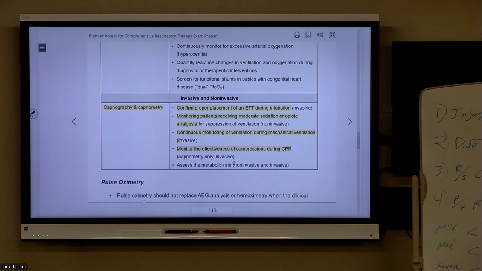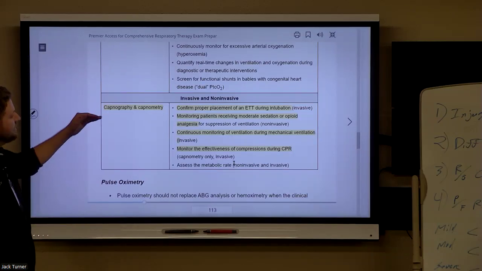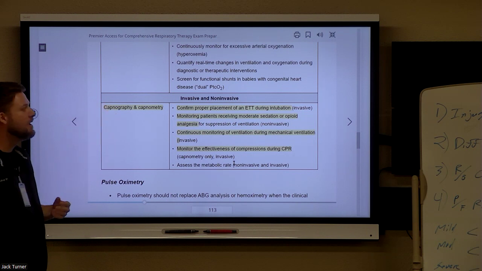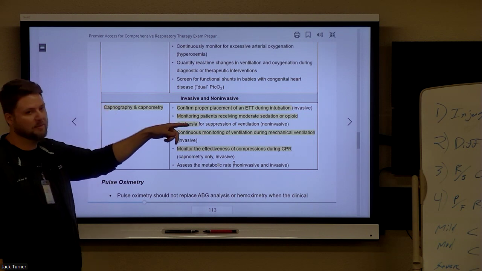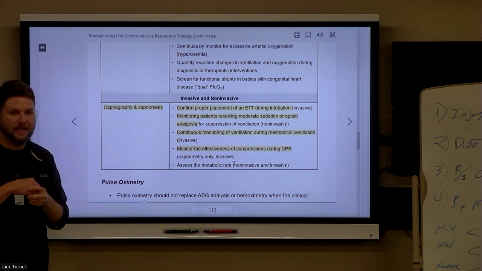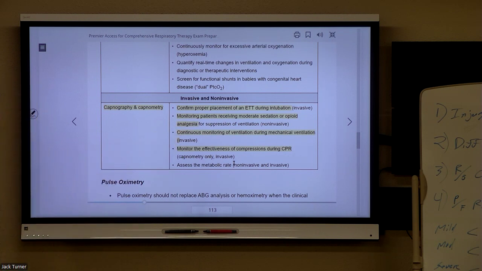Okay, now let's stop and talk about capnography and capnometry. There's a bunch of uses for this. Obviously, we're going to use this to monitor a person's exhaled CO2, but we're also going to use it for ETT placement, right? We know that that's the gold standard. When you intubate somebody, you put the capnography on there, you measure it. If you get a number back on it, you're in the airway, right? If it's 0, you're in the stomach.